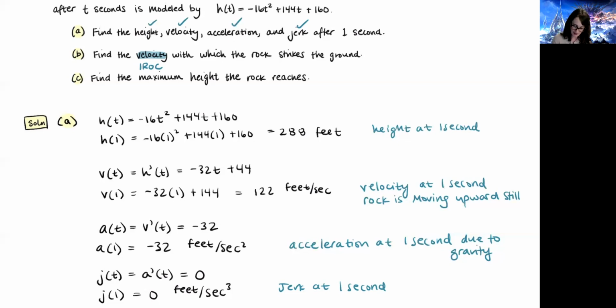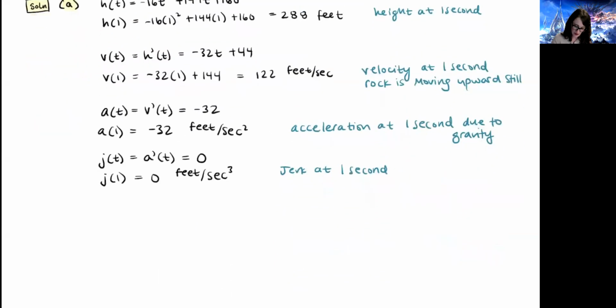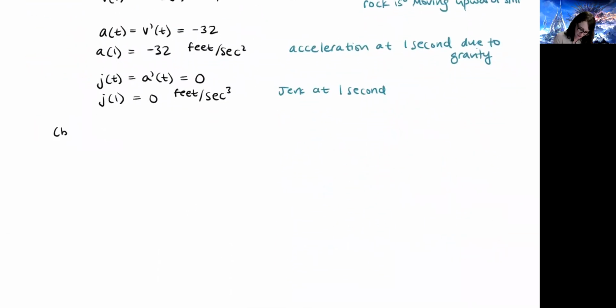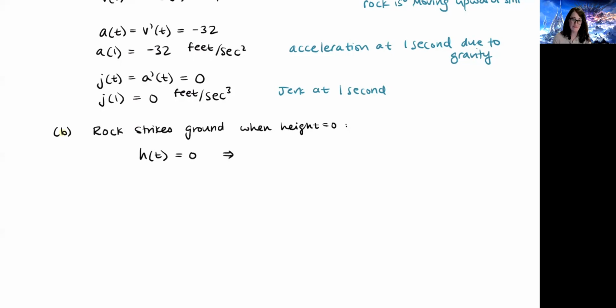So we went over an example with this in section 2.3. The way to go about that is to find when the height is 0. Okay, so the idea with this is the rock strikes the ground when the height is 0. Okay, well, we have a function that models height, or that gives us height at any time. So here we know the height, and we want to set it equal to 0, and we want to solve for t.